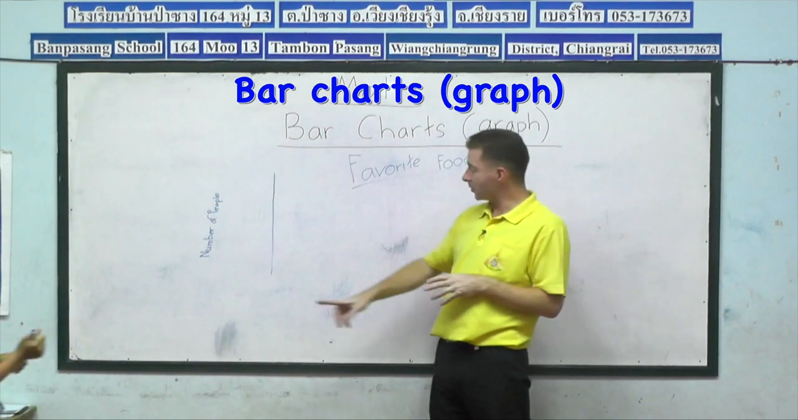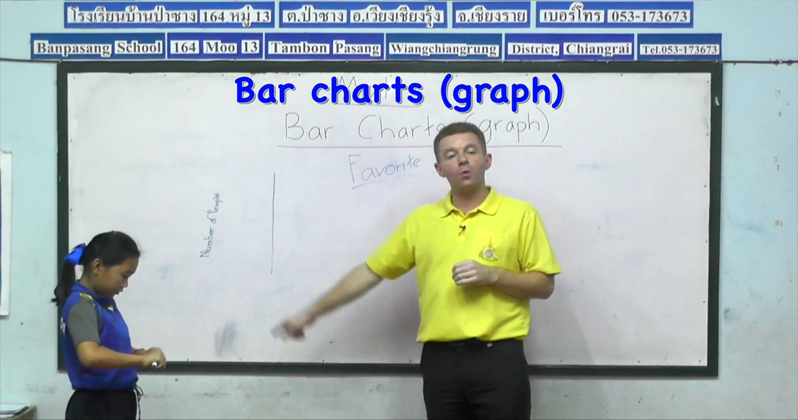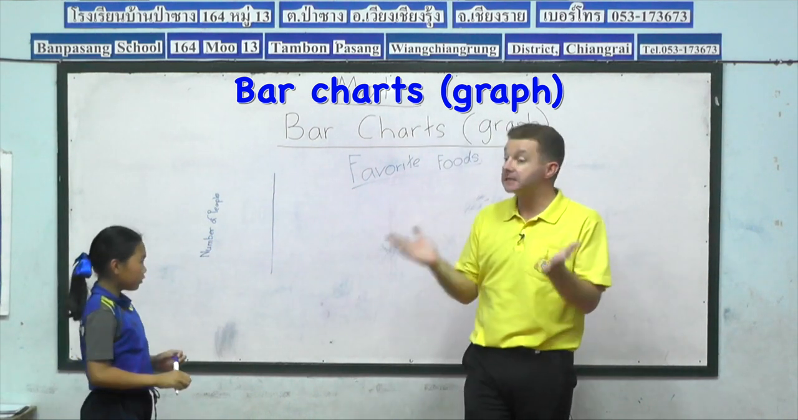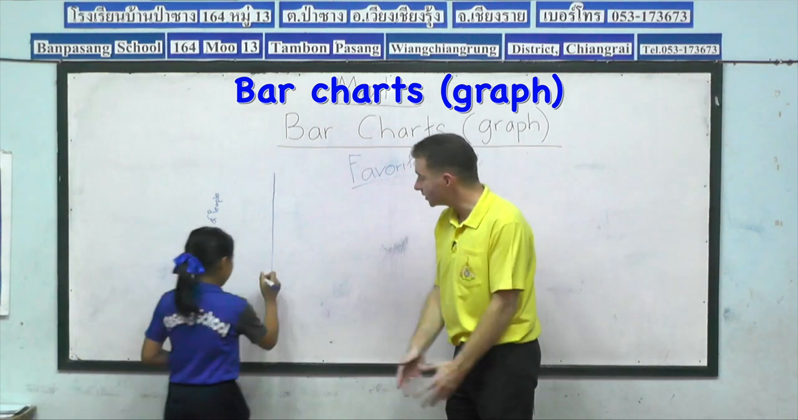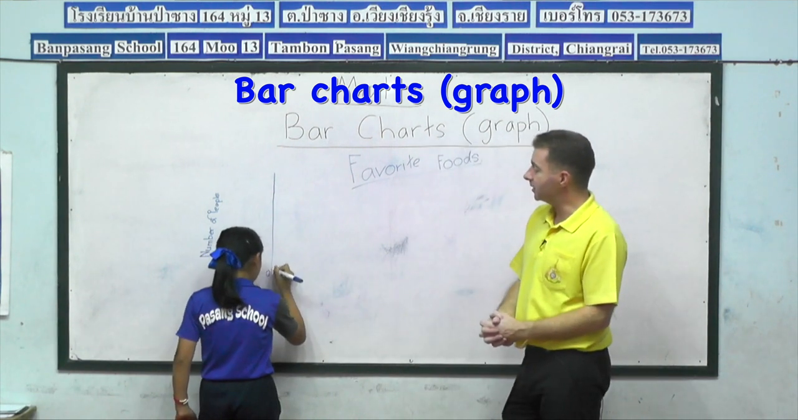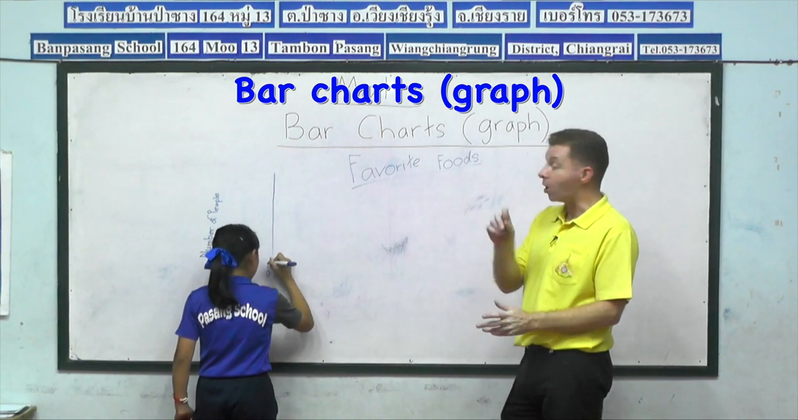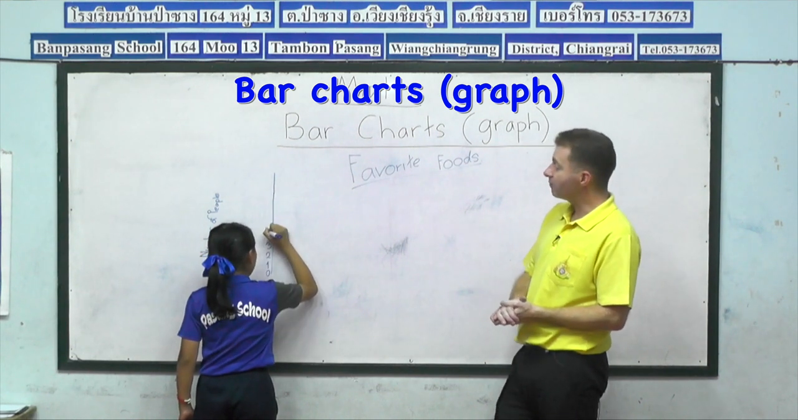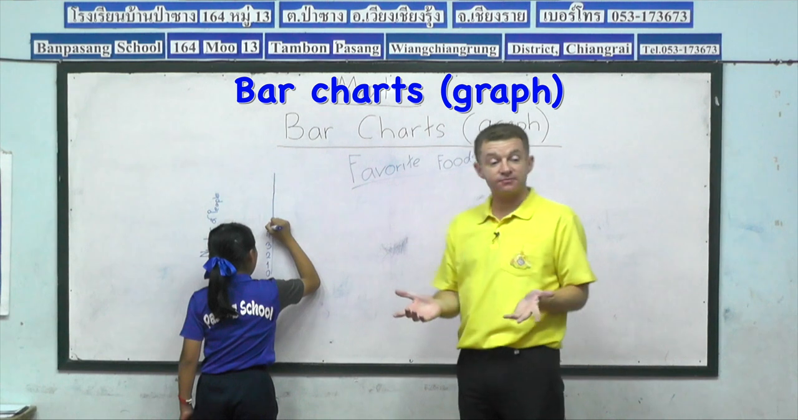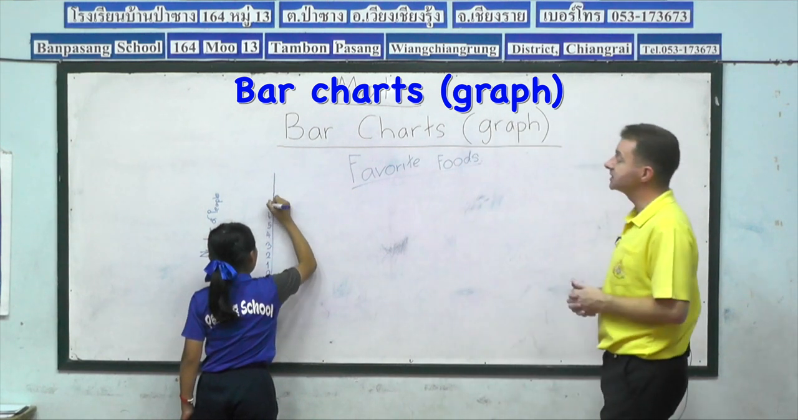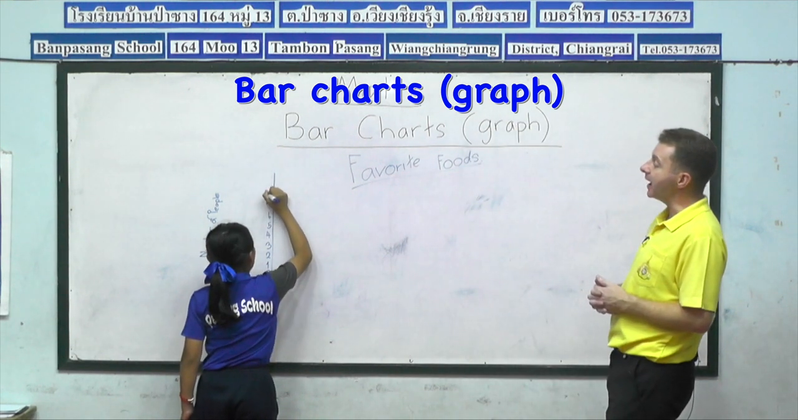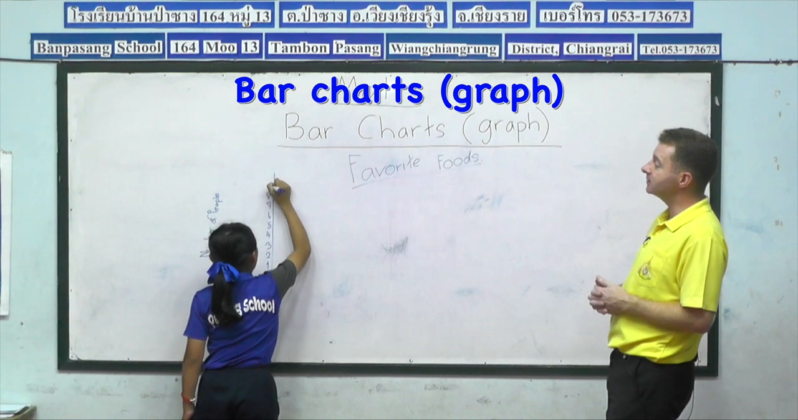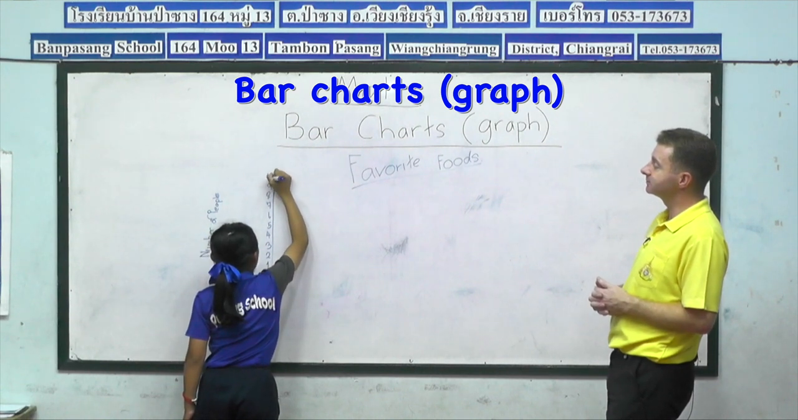And remember, at the bottom of our scale, what number will we always start with, guys? Zero. Always start at the bottom with zero. And then we can go up in stages: 1, 2, 3, 4, 5, 6, 7, 8, 9, 10.